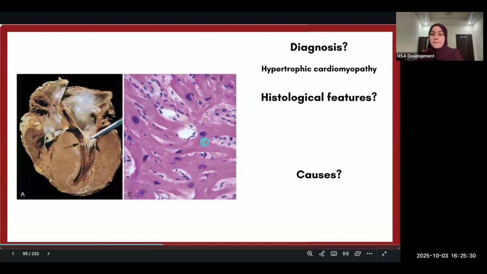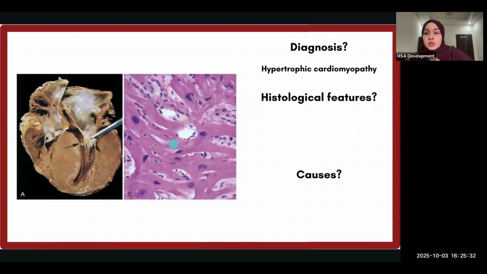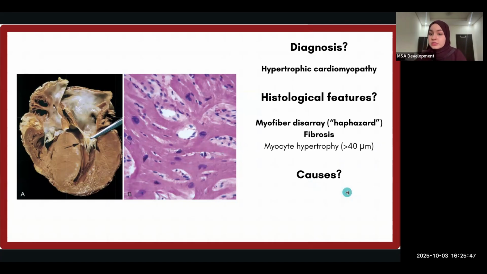Histological features. Try to think about it also. When you look at this picture, I know a lot of histology pictures look alike, but look at this picture and try to remember how it looks very haphazard, wavy. So you have myofiber disarray and fibrosis. These are the main findings and keywords also. And they could ask you to just list the histological features.